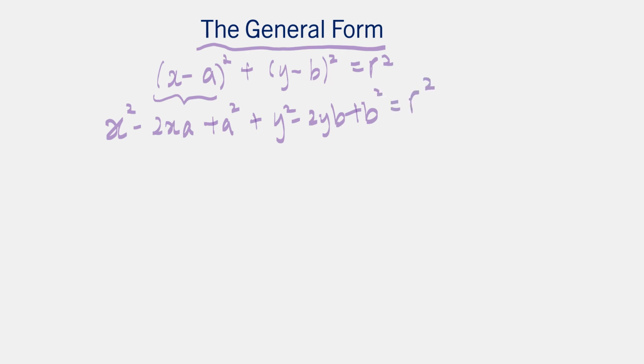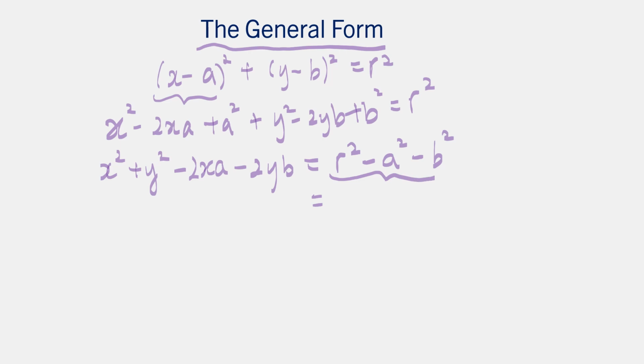Alright, so what we're going to do is group x squared and y squared together. Then I'm going to put all these constants, r squared, a squared, and b squared, which are all constants, on the right hand side. Basically, I'm going to replace all these constants with the letter C.